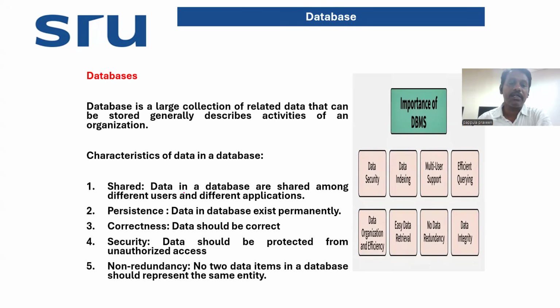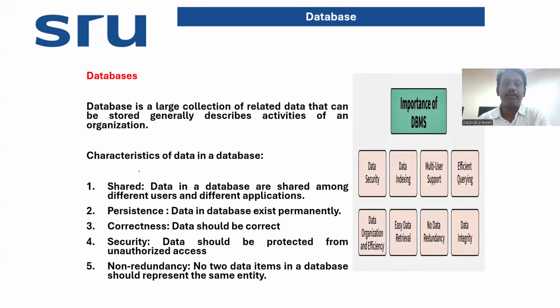One is that the data is shared. What is shared? Data in a database is shared among different users and different applications. Previously we discussed that multiple users access the data at the same time. One user can access it, and at the same time other users also access the data. Sometimes we have to share the data from one user to another user. That is called sharing the data from one source to another source, or source to destination.